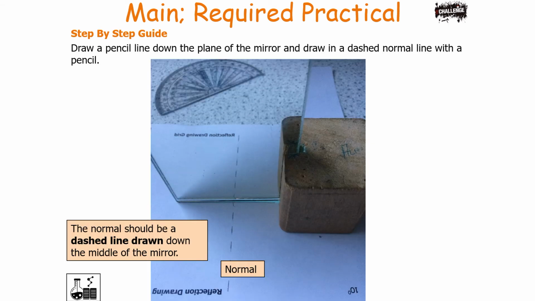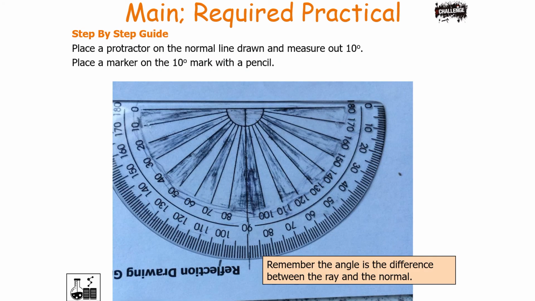Now just remember that the holder is used to secure the mirror in position so it doesn't move throughout the investigation. You would then draw in a pencil line down the plane of the mirror and then draw in a dashed line, which is the normal, with your pencil. Now the normal should be drawn as a dashed line down the middle of the mirror as shown. You would then place the protractor on the normal line and measure out 10 degrees. You place a marker on the 10 degrees mark with a pencil.